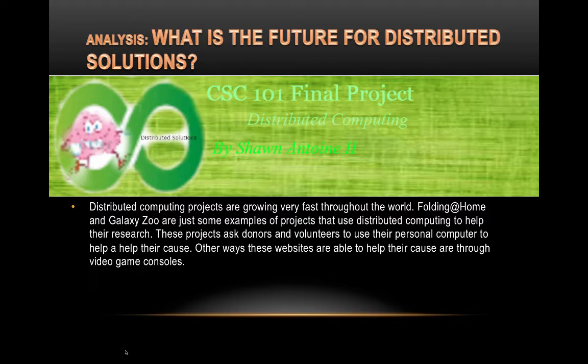Folding at Home has developed a way to use PlayStation video game consoles to distribute compute. They also found ways to use smartphones to distribute compute. In the near future, you could see distributed computing all over and around us, and research could advance as technology advances.